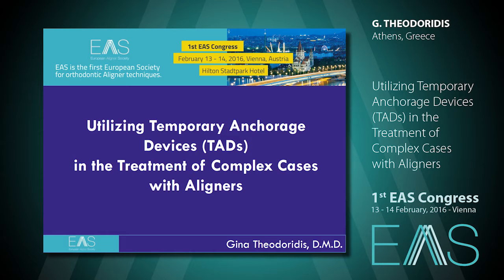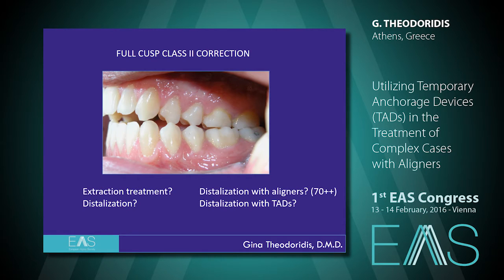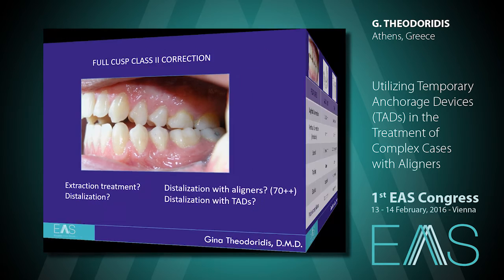Class II malocclusions are a very common finding in our practices, and we are often facing the dilemma whether to extract when we have a full cusp class II relationship or to proceed with distalization. Especially if the patient is requiring invisible treatment with aligners, it's very tempting to start a full cusp correction with aligners. Sometimes it may require 70 or even 80 or even 100 aligners for this type of correction. And this is the case that I start to consider TADs to correct this discrepancy.